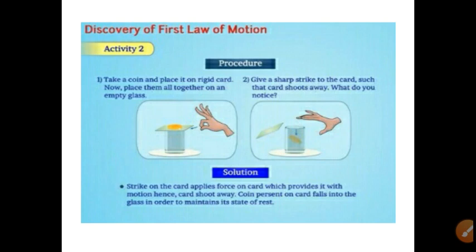This activity also we can explain using Newton's first law of motion. This is due to inertia. That is, initially the coin was at rest. Therefore, it has inertia, means it has a tendency to continue the same state of rest. When you give a sharp strike, the card is thrown away, but the coin continues the same state of rest. Now nothing is there to support the coin, so it will fall into the glass.